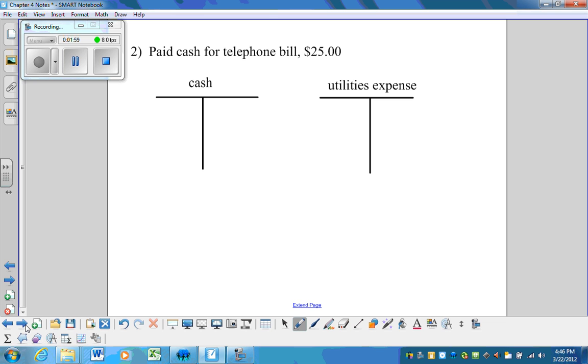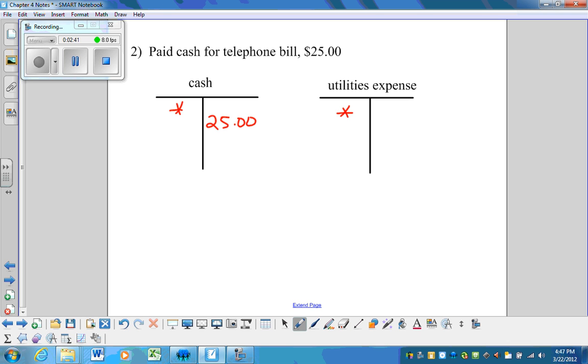Okay, pay cash for telephone bill. It deals with cash, and then any kind of bill, like the telephone, the power, the water, that all is going to be grouped into one expense account, and we're going to call that utilities expense. Cash has a normal debit balance, and your cash is going down $25, so I put it on the opposite side. We already talked that expense accounts bring down your capital. So to bring down the capital, it has to have a normal debit balance. Every time you are paying a bill, your expense account is increasing.